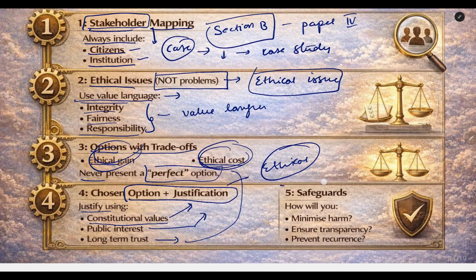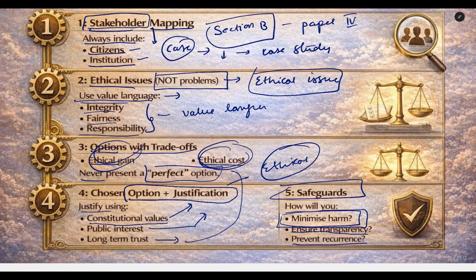In the same way, the safeguards. How will you minimize harm? A case study is not all about eliminating the harm, but how you are going to minimize the harm is a major part of your case study answer. How you are going to ensure transparency is a major thing, as well as preventing recurrence. You should not rewrite the same sentence in other words. So you can prevent recurrence by using this mental model.